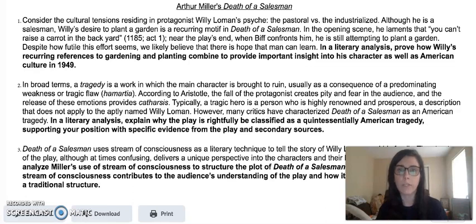Near the play's end, when Biff confronts him, he is still attempting to plant a garden. Despite how futile this effort seems, we likely believe that there is hope that man can learn. In a literary analysis, prove how Willy's recurring references to gardening and planting combine to provide more important insight into his character as well as American culture in 1949. So your argumentative hinge is to prove the historical permanence, the historical root, the cultural root, and the artistic root of this ideal of the pastoral in Willy Loman's psyche in Death of a Salesman.